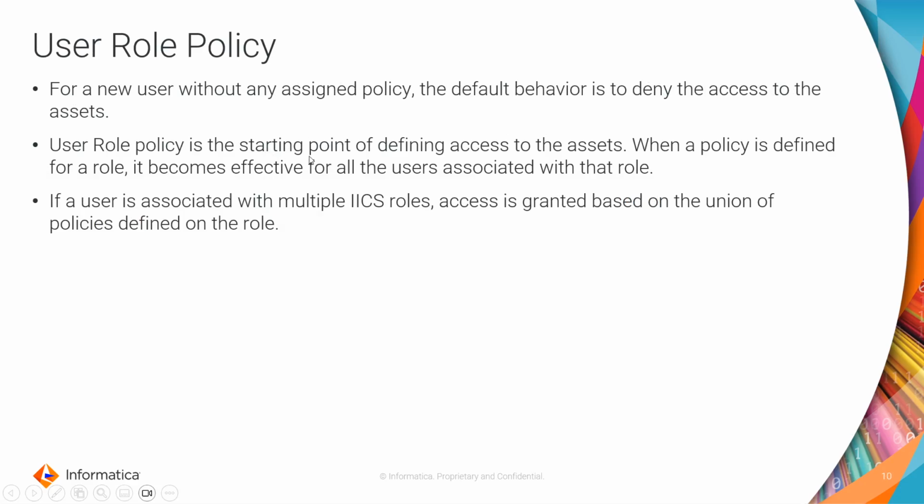A user role policy is a starting point of defining access to the assets. When a policy is defined for a role, it becomes effective for all the users associated with the role. If a user is associated with multiple IICS roles, then the access is granted based on the union of all policies defined on the roles. Let's see the demo on how to create a user role policy and user group policy in metadata command center.